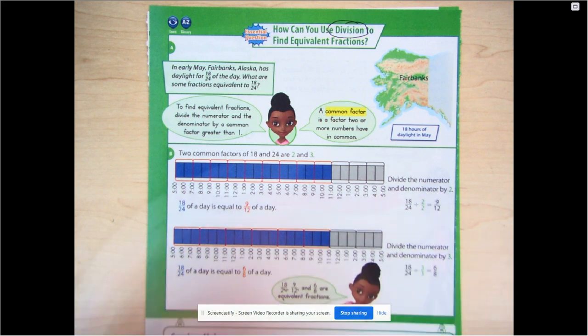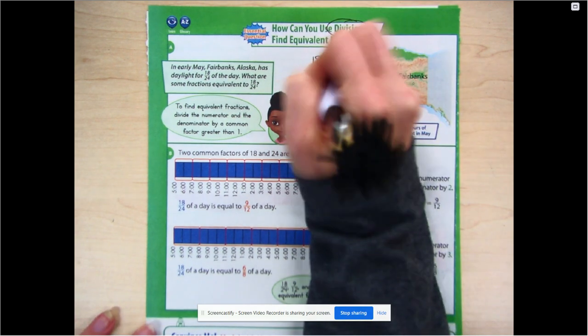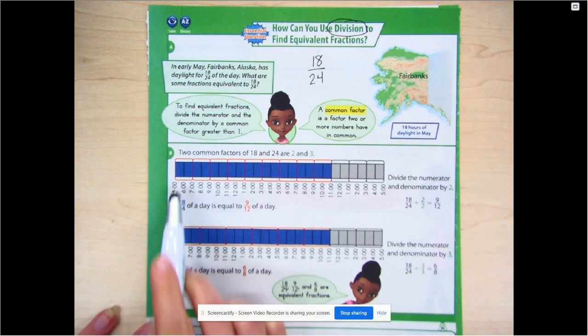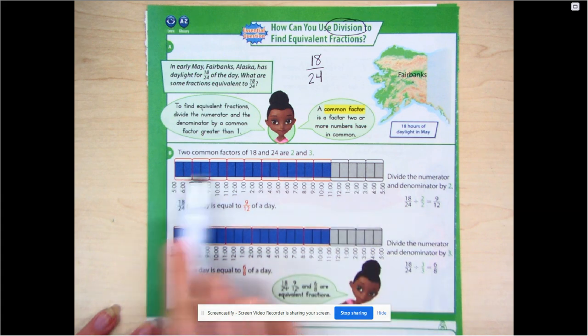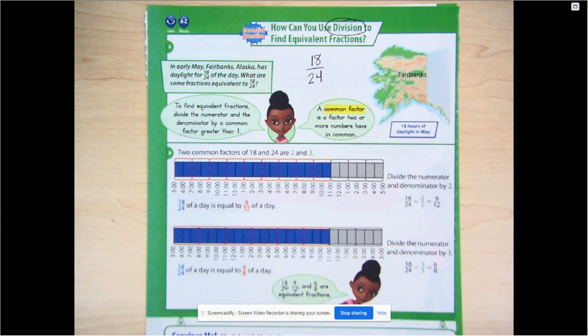So let's take a look at this page. It's just an example of how to divide to create an equivalent fraction. We are starting with the fraction 18/24, and if you look at this picture down here, this diagram, if you counted all the little squares, 1, 2, 3, 4, 5, 6, you would end up getting 24. And if you counted the blue, there are 18. And they want us to find two fractions that are equivalent to 18/24.